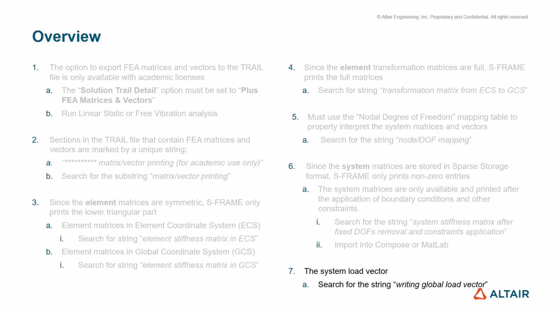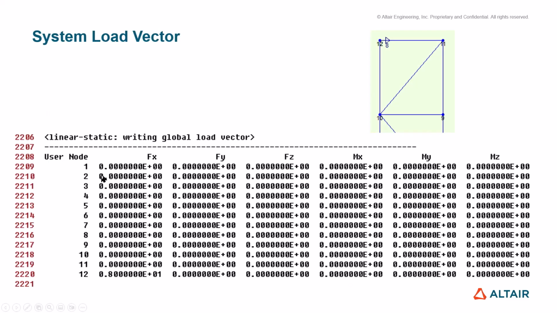Last but not least, the system load vector. So search for writing global load vector. This table gives the loads at each node. Please note that the node numbers are the user node numbers. We are being a little bit inconsistent here. And again, this is something that we probably need to address in a future version.